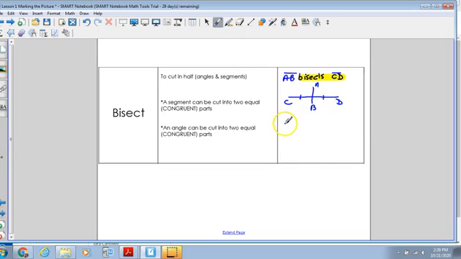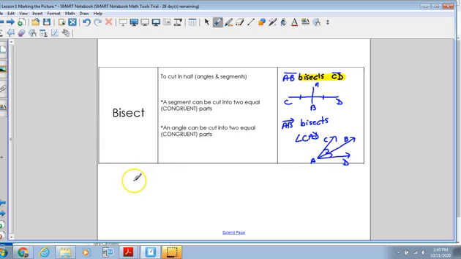To bisect an angle, let's try here. Ray AB bisects angle CAD. So if we had something that looked like this, where we had angle CAD, and then if we had ray AB bisecting it, bisect would mean cut in half, so that this part, CAB, would be congruent to angle over here, BAD.